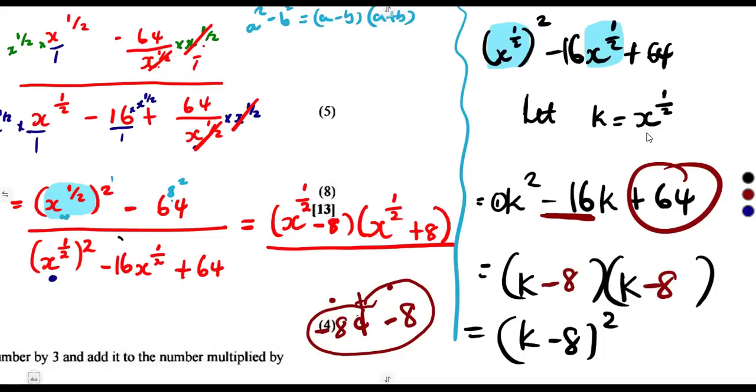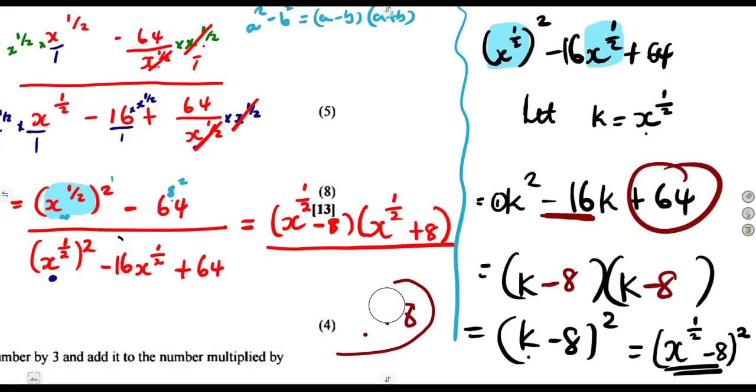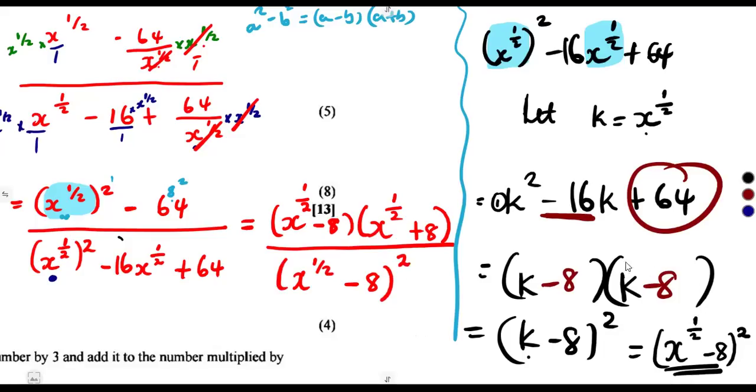But remember, we introduced the k to say let k be this. So we are going to bring back x to the exponent of a half in place of k. So it was going to be x to the exponent of a half minus 8, all raised to the exponent of 2. Exactly those two brackets that I wrote here and erased, you're going to have the same. So factorization, guys, is in your hands. I said N3 is all about factorization. Most of your algebra, question 1, question 2, is factorization. So these are the two brackets that you're going to have, meaning to say there are two of them.